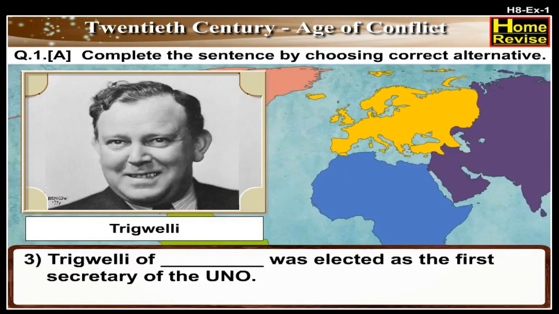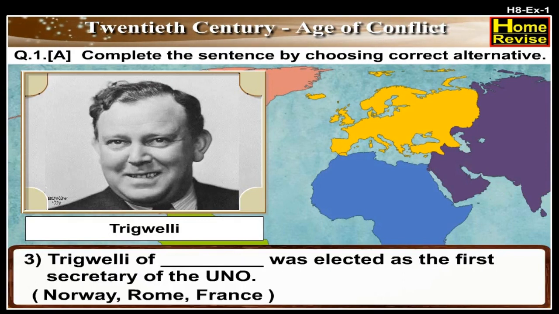3. Trygve Lie of dash was elected as the first Secretary of the UNO. Your options are Norway, Rome or France. Answer: Norway. Trygve Lie of Norway was elected as the first Secretary of the UNO.